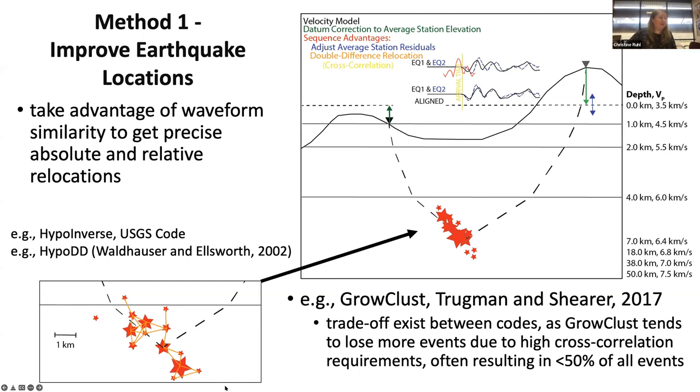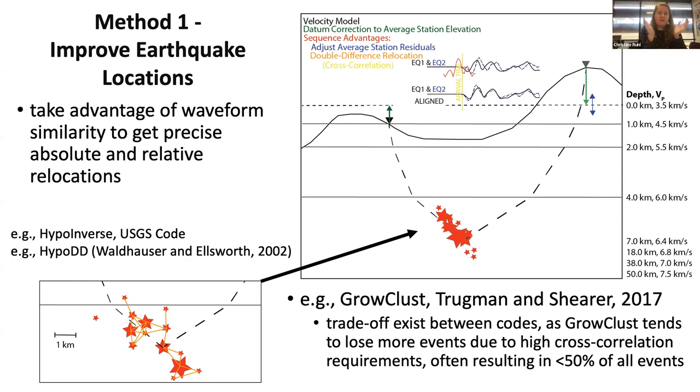If you have a sequence that has a lot of events, you can take advantage of their waveform similarity and correct errors in the velocity structure that you use to do the locations, by using the difference between them. This was developed 20 years ago by Waldhauser and Ellsworth using HypoDD, and then a lot of other authors have developed other ways to do waveform-based, cross-correlation-based relocations like BroCLUST. I will say a trade-off exists with BroCLUST: you often lose a significant amount of the events. Whereas if you do HypoDD with the catalog pairing and some absolute relocation first, you can usually preserve more events.